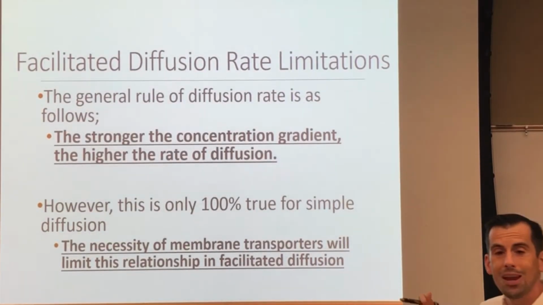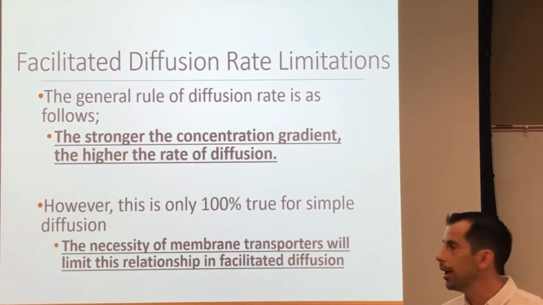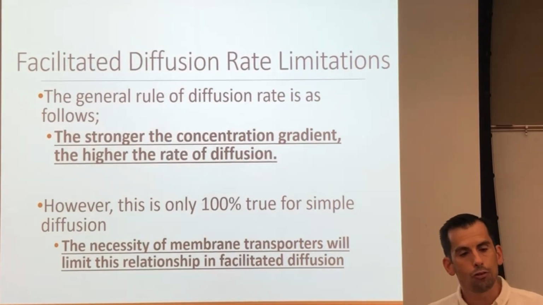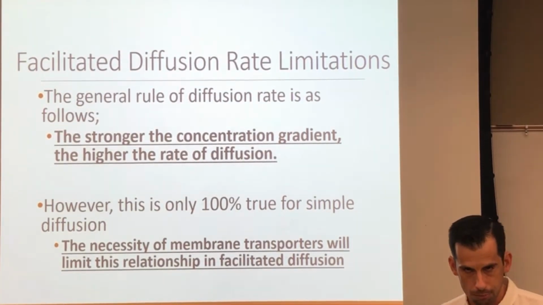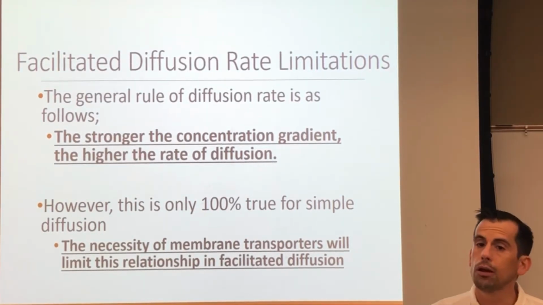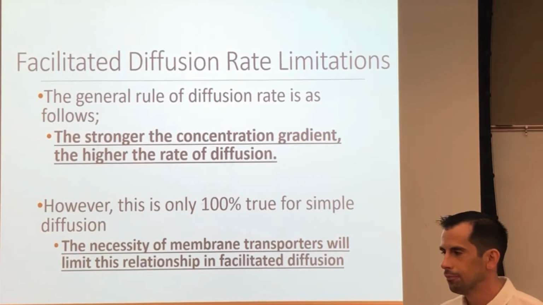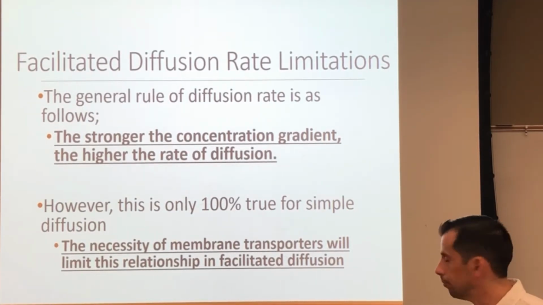However, there's going to be an asterisk next to that variable. The general trend of the stronger the concentration gradient, the higher the rate of transport, holds true for simple diffusion. The higher the concentration gradient difference, the higher the rate of diffusion. Simple diffusion, right there in a nutshell.